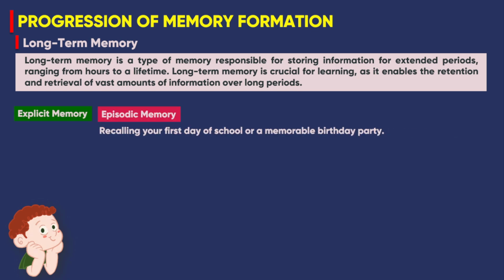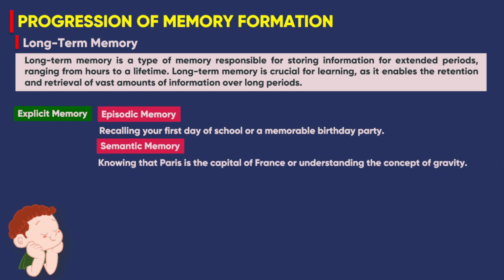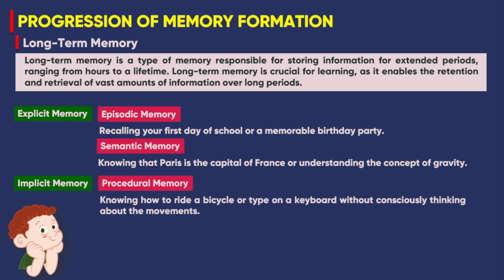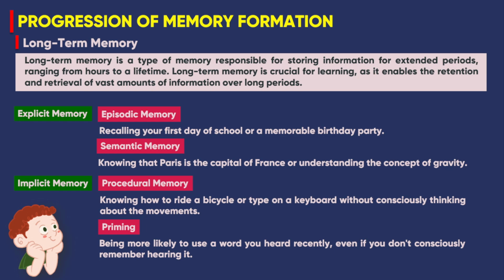In explicit memory, episodic memory is recalling your first day of school or a memorable birthday party. Semantic memory, that is knowing that Paris is the capital of France or understanding the concept of gravity. In implicit memory, there are procedural memory and priming. Procedural memory is like knowing how to ride a bicycle or type on a keyboard without consciously thinking about the movement. Priming, being more likely to use a word you heard recently even if you don't consciously remember hearing it.